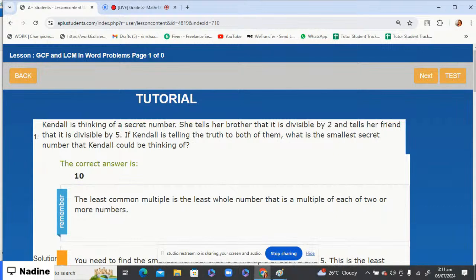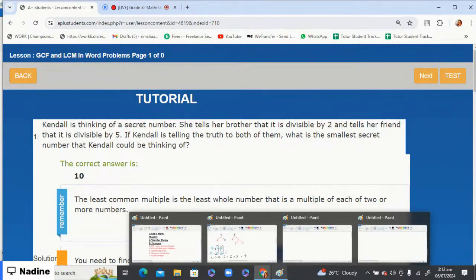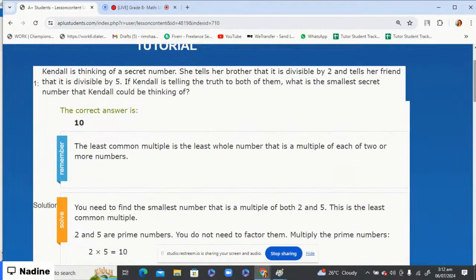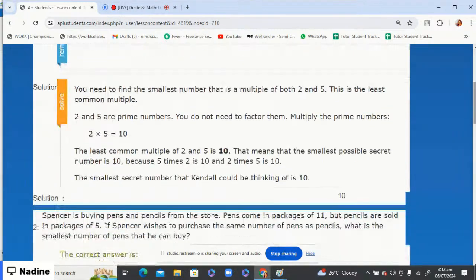Candle is thinking of a secret number. She tells her brother that it is divisible by 2 and tells her friend that it is divisible by 5. If Candle is telling the truth to both of them, what is the smallest secret number that Candle could be thinking of? So, smallest secret number, that means you are going to find the lowest common multiple. So, for 2 and 5, both are prime numbers. So, just simply multiplication. 2 times 5 is 10. Okay.